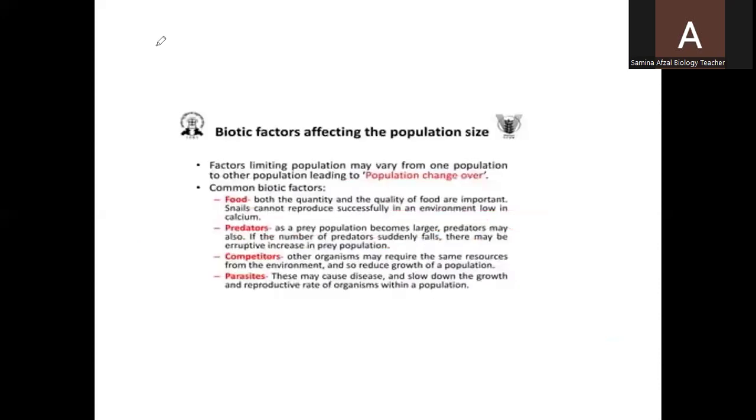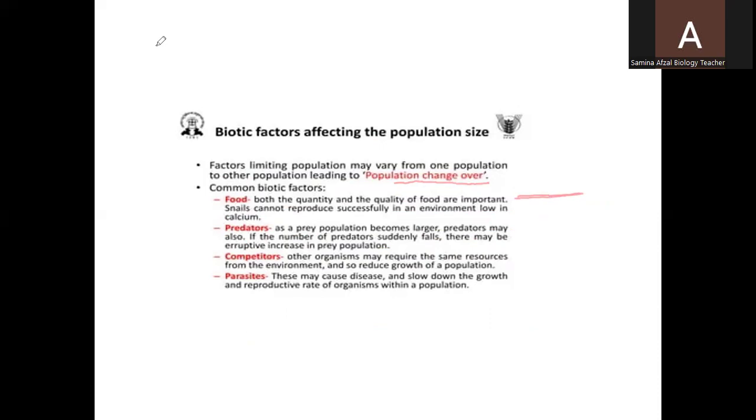Biotic factors which affect the population size. Factors limiting population may vary from one population to another population, leading to the population changeover. Common biotic factors, as for example, food. Both the quantity and quality of the food are important. That is, in an ecosystem, food plays a very important role.